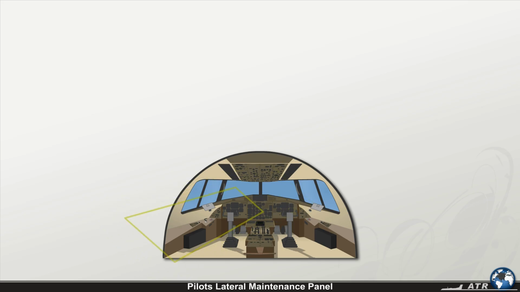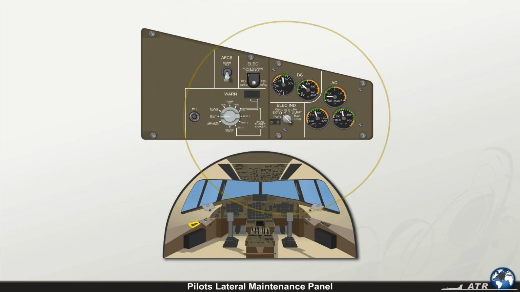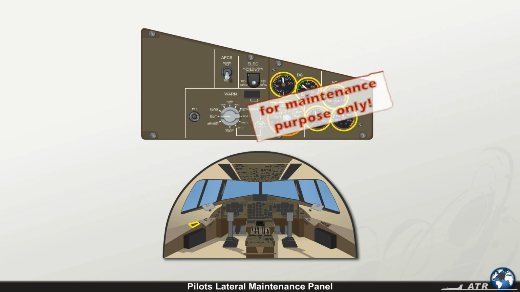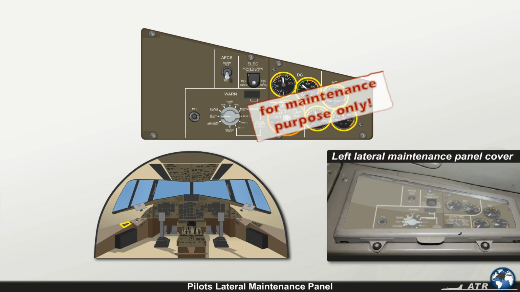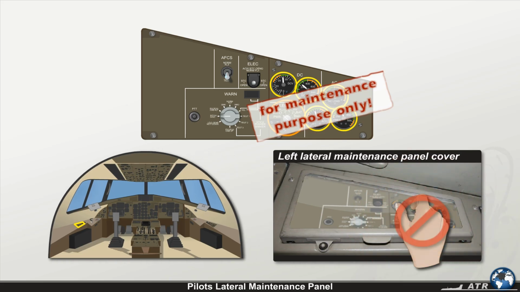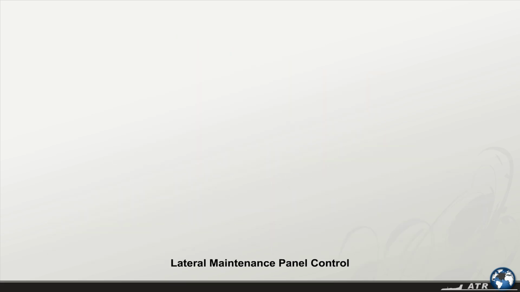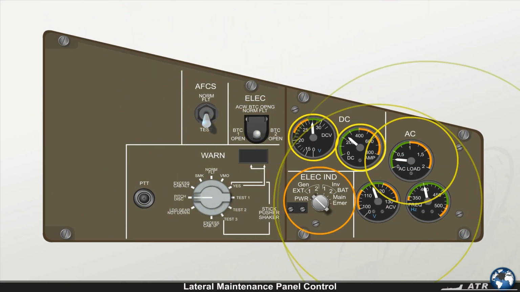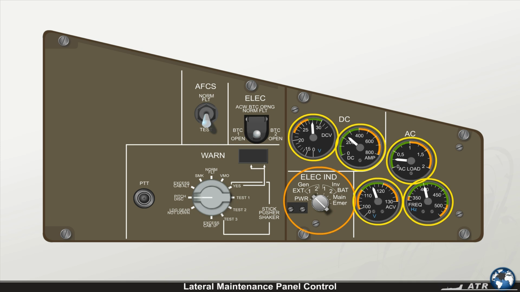The pilot's lateral maintenance panel provides further control and indication elements related to the electrical system of the ATR. Because the rotary selector and the various indicators are provided for maintenance purposes only, they are guarded by transparent covers to avoid operation during flight. Let's now explore the control and indication elements on the pilot's lateral maintenance panel and their purposes.